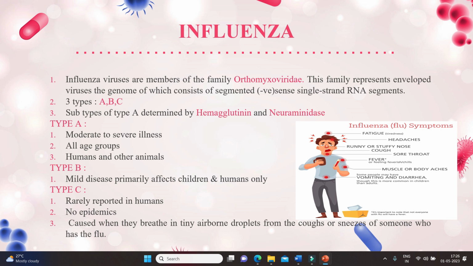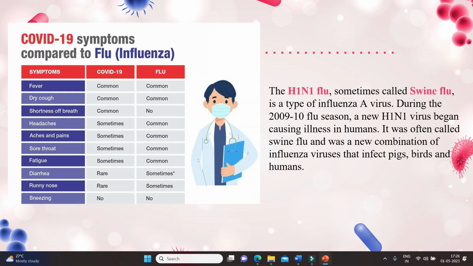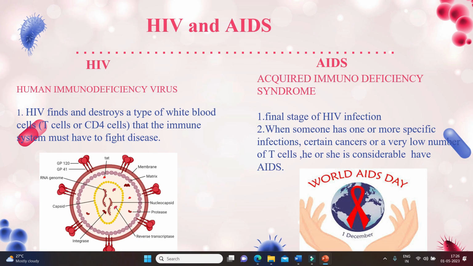COVID-19 symptoms compared to flu are almost similar: fever, dry cough, shortness of breath, headache, body pain, muscle pain, sore throat, fatigue, diarrhea, running nose, and sneezing. The H1N1 flu, sometimes called swine flu, is a type of influenza A virus. During the 2009 to 2010 flu season, a new H1N1 virus began causing illness in humans. It was often called swine flu and was a new combination of influenza viruses that infect pigs, birds, and humans.